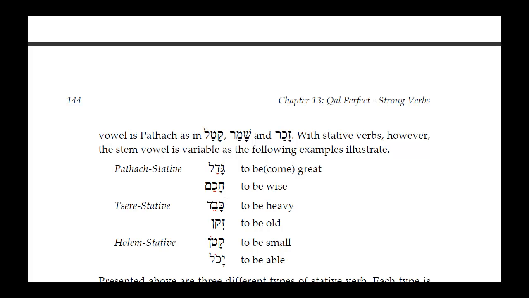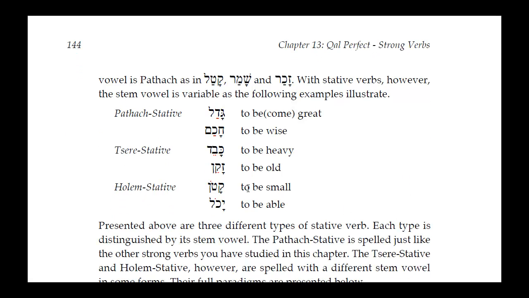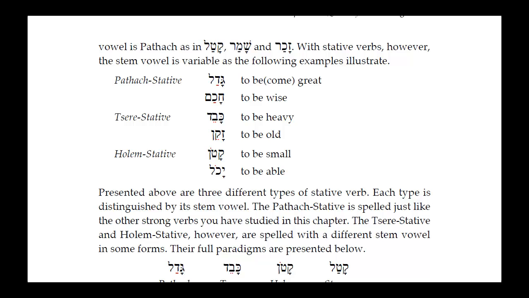The stative verb comes in a couple of different stem vowels. You have the tsere stative, which is kaved, to be heavy, or zaken, to be old. The vowels highlighted in red are giving you examples of the different types. And then we have the holem stative, where you have a holem, like katon, to be small, or yakol, to be able. Those are what they call holem stative verbs. So there are three different types of stative verbs, and each type is distinguished by its stem vowel.